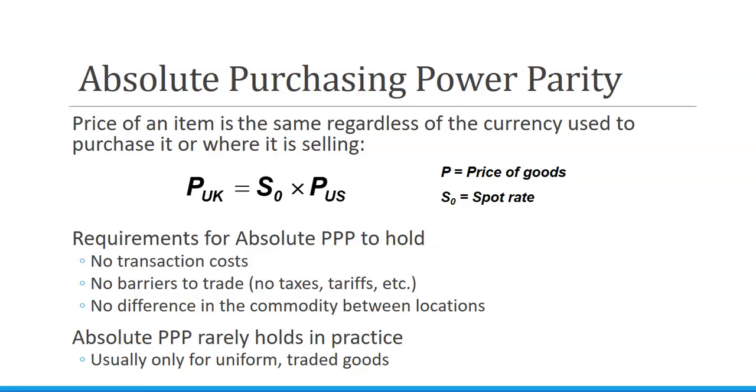It's usually only for very, very uniform traded goods. So it's very rare that we don't have transaction costs or taxes or tariffs or anything on the trade, or that two products would be completely identical in each location.